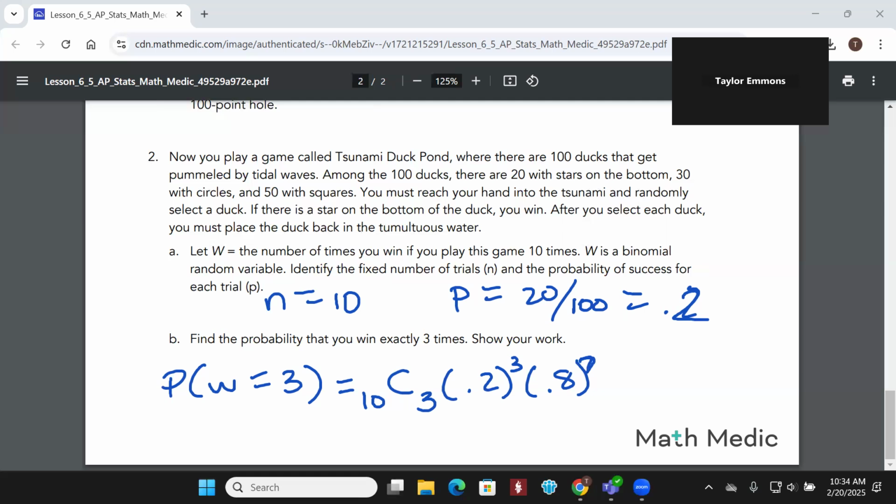You should get what number? 120. So now this number is 120, and you're going to multiply it by 0.2 raised to the 3rd power and 0.8 raised to the 7th power. And so when you do that, you should get a probability of 0.2013.